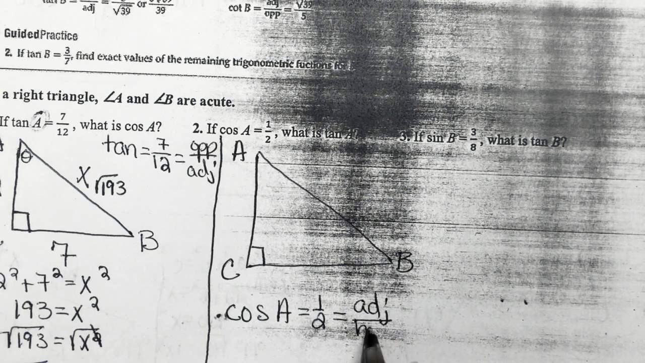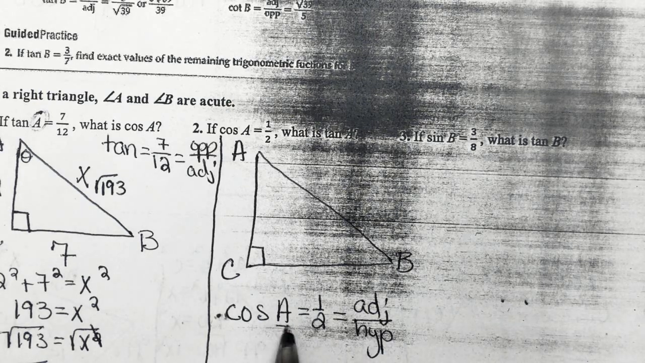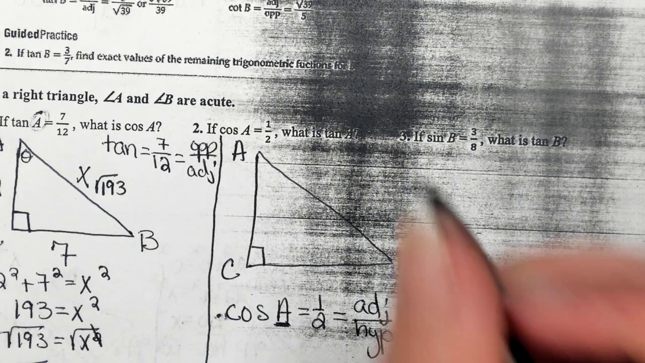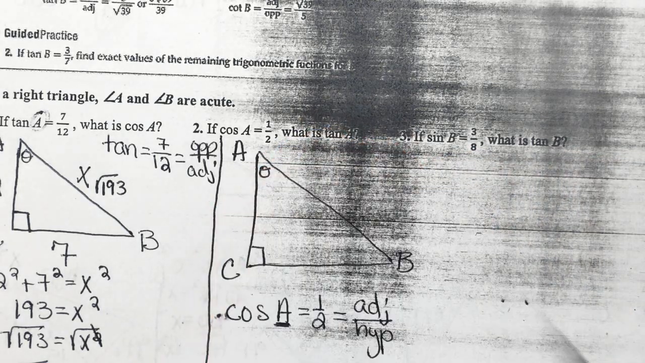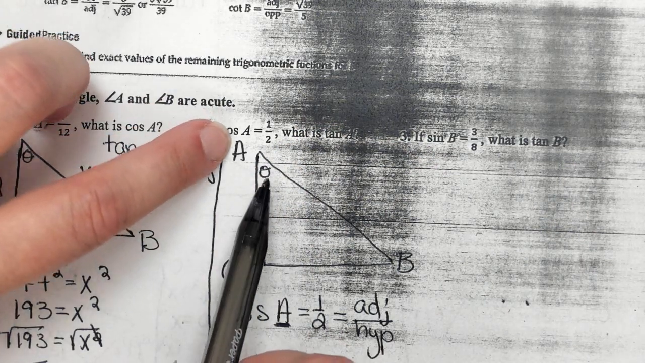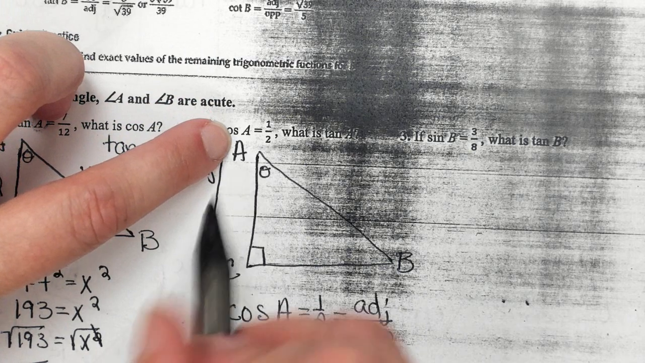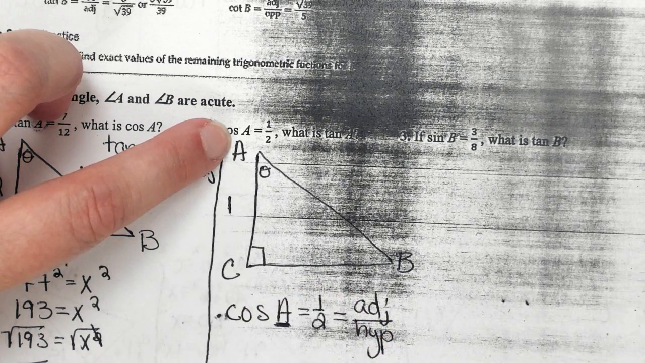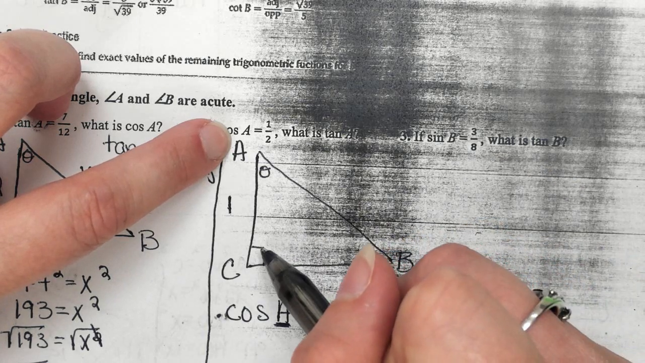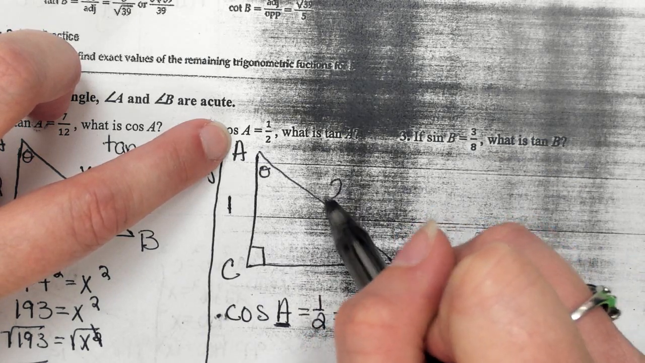Adjacent over hypotenuse. Okay, so what angle are we going off of? A, right, Tyler? Yep. Okay. So we're going off of A. That's where our theta goes. All right, so from A, it said my adjacent was how much? 1, and it goes right here. That's where adjacent is. Then it said my hypotenuse was how much? 2, which is across from the right angle. So there's a 2 right here.